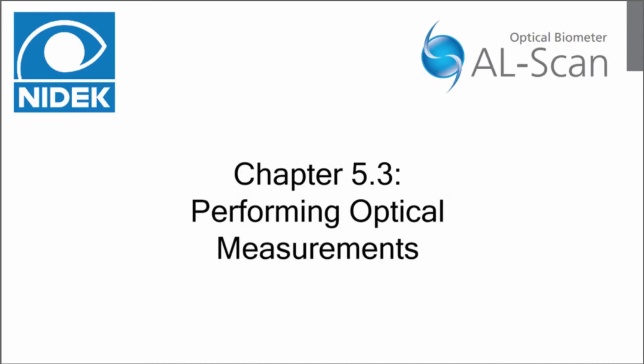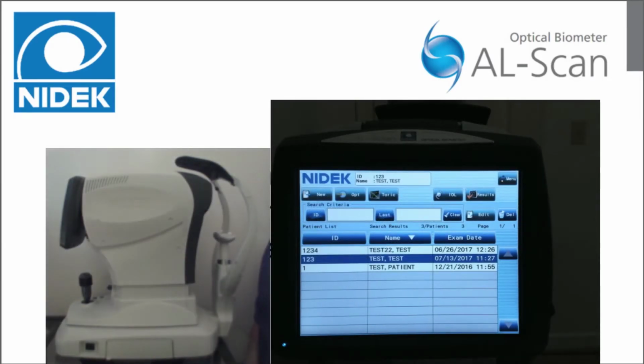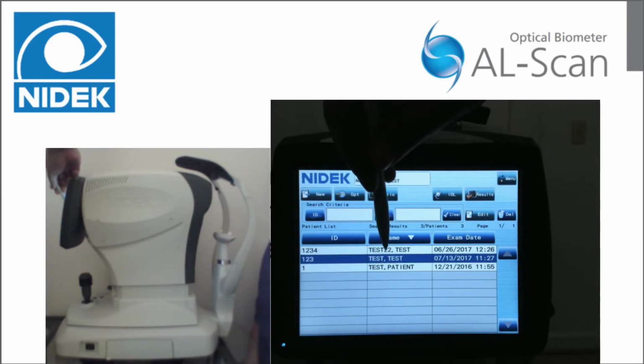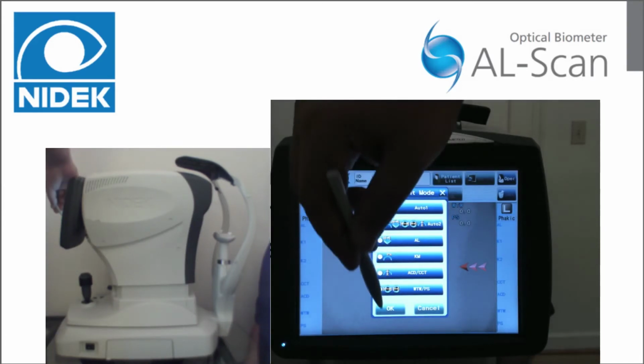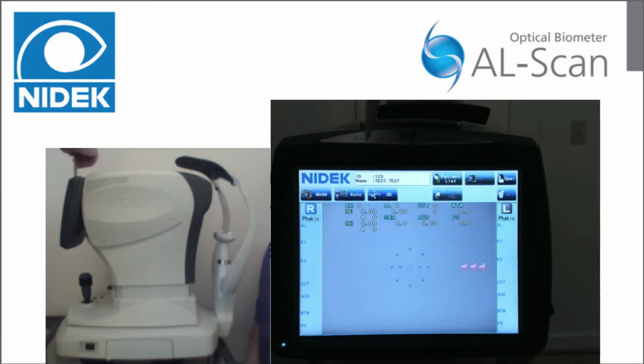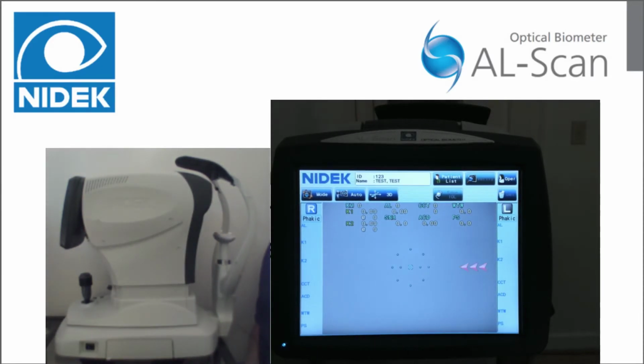Chapter 5.3, Performing Optical Measurements. Create or select patient. Press the OPT button. The optical measurement screen appears. Press Mode to ensure Auto 2 is selected. Press OK. Ensure Auto and 3D are showing next to the Mode button. If not, press each button to cycle to Auto and 3D.